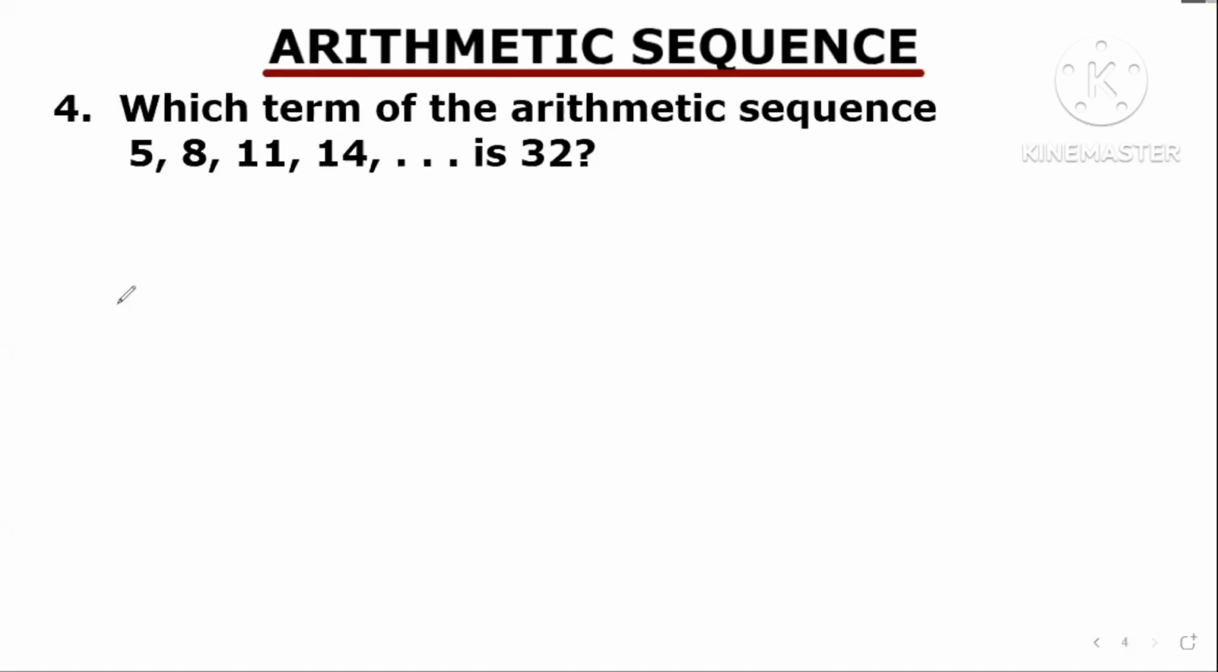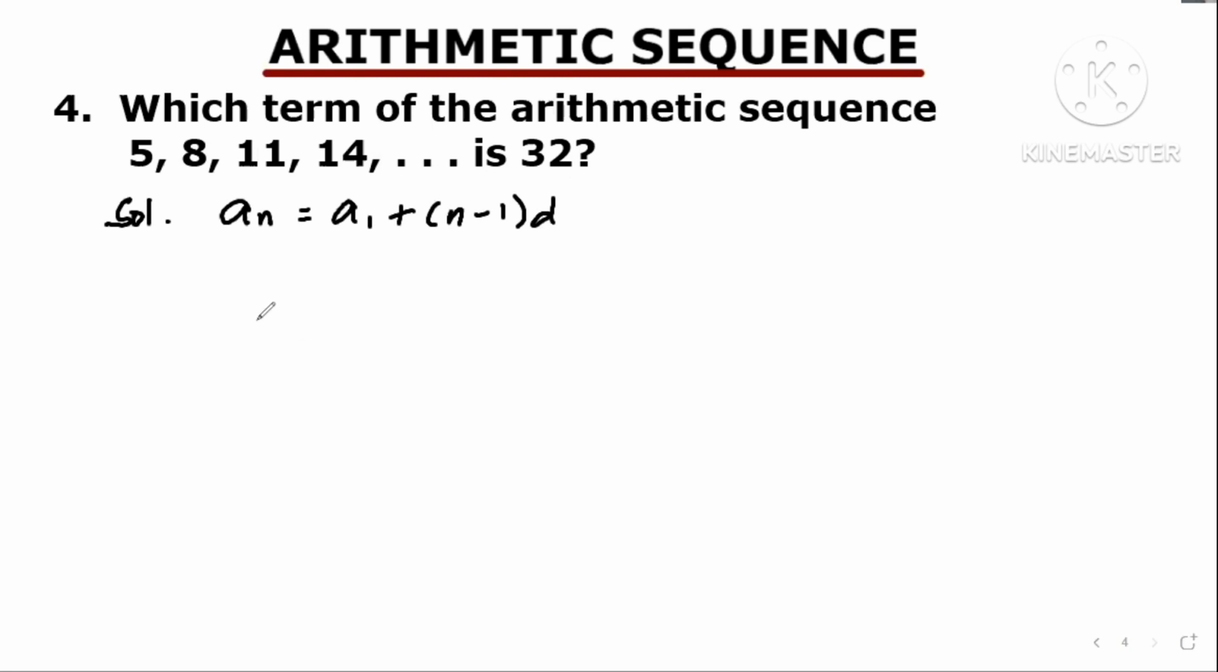Problem number 4. Which term of the arithmetic sequence 5, 8, 11, 14, ... is 32? So this time ang nawawala sa atin yung n, ano? Kasi ang tinatanong dito, pang ilang term daw si 32. So again, using the formula for the nth term, a sub n is equal to a sub 1 plus n minus 1 times d.